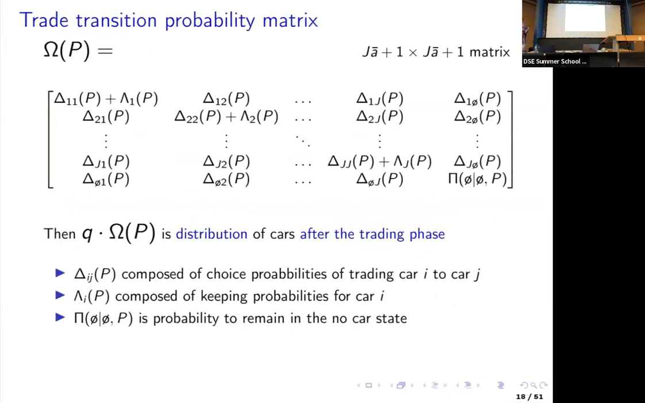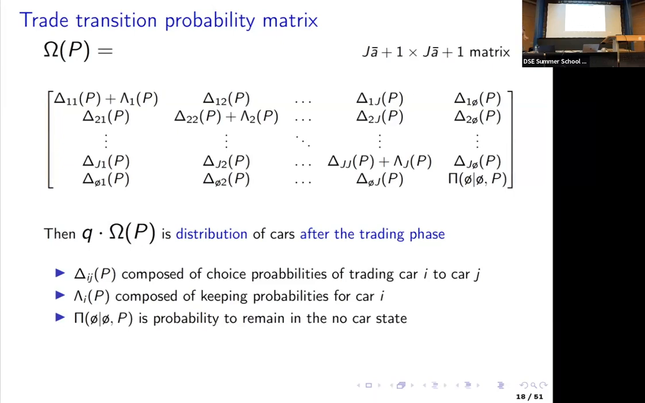How does trade happen? How do cars change hands in this trading phase? That's all governed by the choice probabilities which come out of the solution of the dynamic programming problem. By combining all the many choice probabilities into a specially designed transition probability matrix, we can say that if you had an ownership distribution Q at the beginning of the period, then we want this matrix to be such that Q times this omega of P is the distribution of cars owned by people right after the trading phase. Okay, that's the idea behind this matrix.